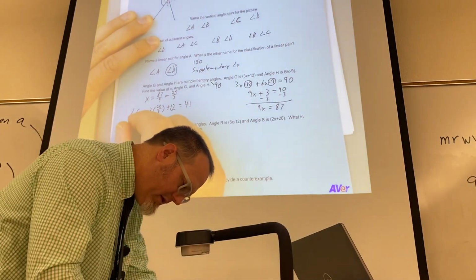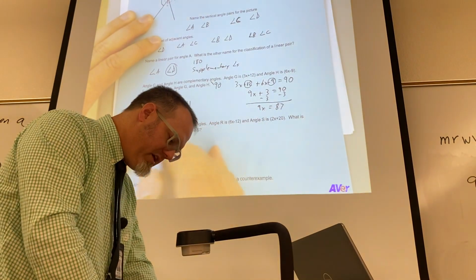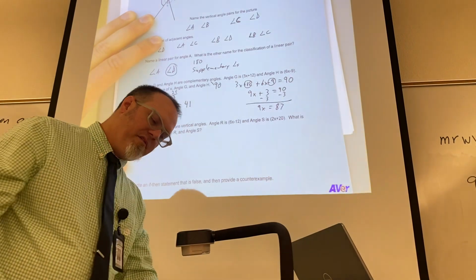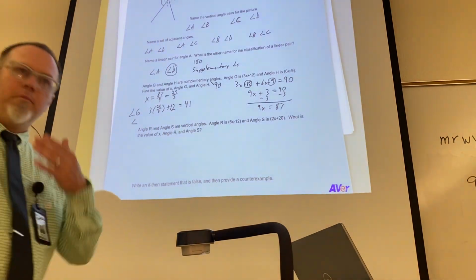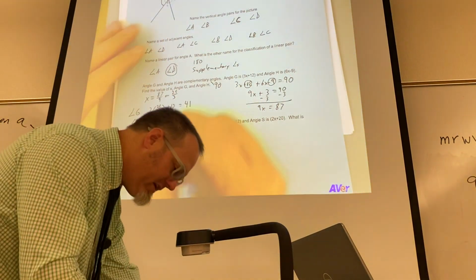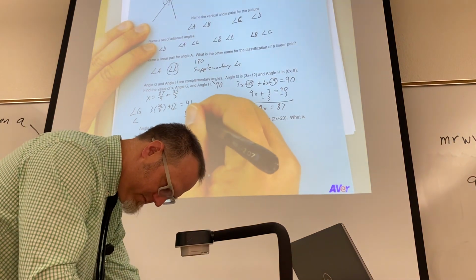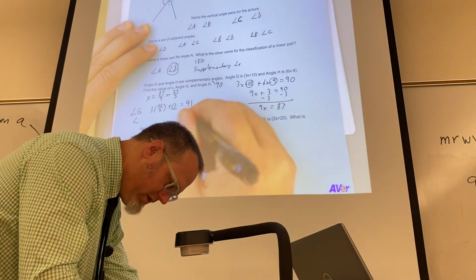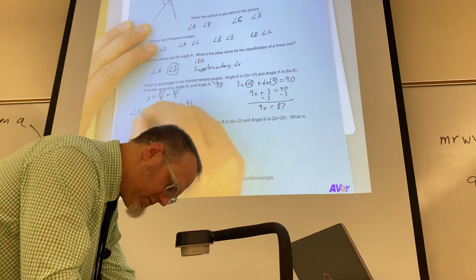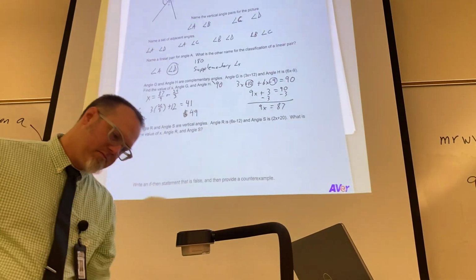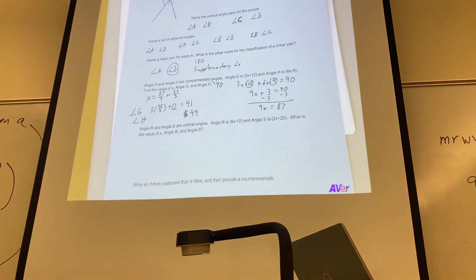And then I don't actually have to put the 29 thirds in for angle H because I know they add up to 90, so it has to be 49 for angle H. Okay.